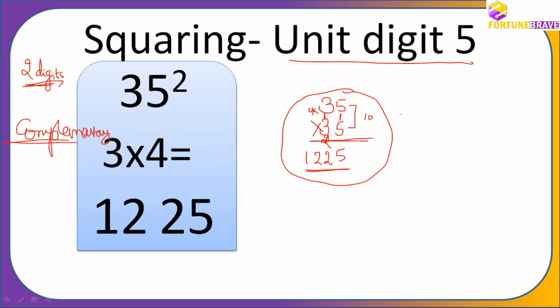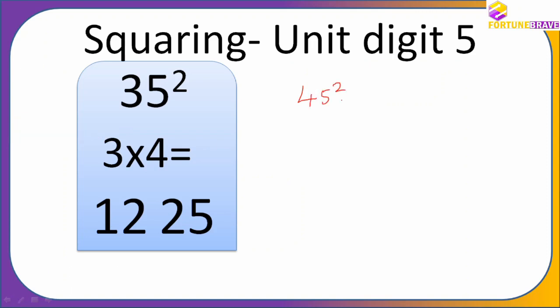So let us see one more example. Very simple. I am not going to waste my time here. 45 square. How do you do it? 4 into 5 I am going to do directly. 4 into 5. Are you getting my point? Very simple. And then write 25 here. Simplest. Next, if I want 75, 7 into 8 is 56. That is the only calculation I am going to do, and then write 25. You can check if you want.